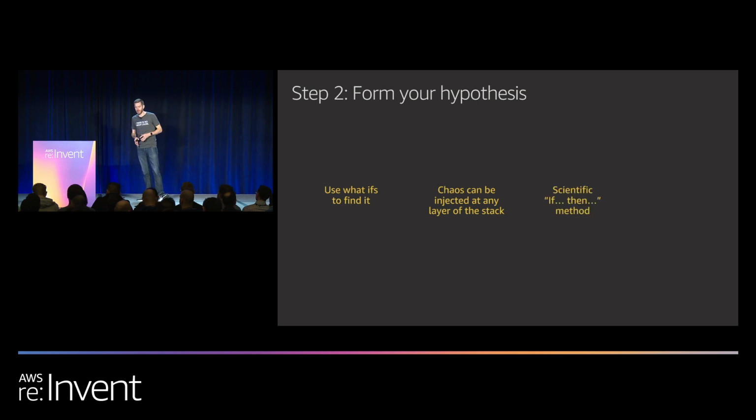And we're building our hypothesis with the scientific if-then method. So if this happens, then that. And if your hypothesis ends up being, if we do this, then things will break, well, then there's no need to run that experiment because we know things will break already. So instead, go back, fix it, start over, create a new hypothesis.